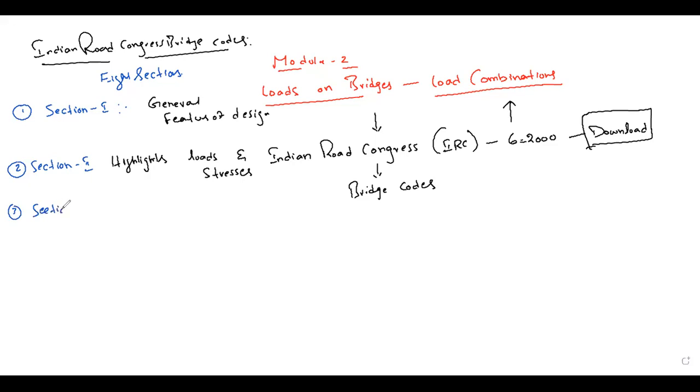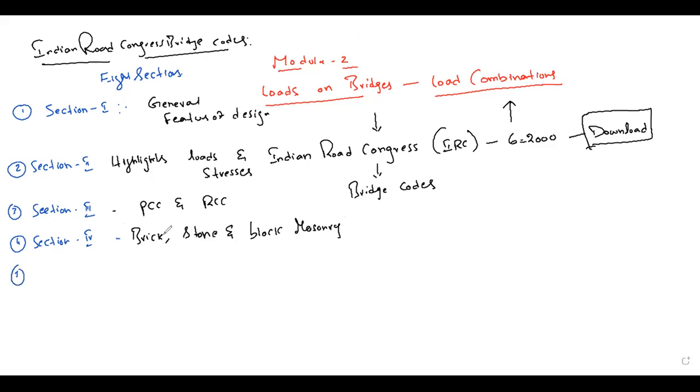And the third one is section 3. Section 3 talks about cement concrete, that is PCC and RCC. I mean to say, what the different bridges based on cement concrete, plain and reinforced are. And next one, section 4. Section 4 discusses brick, stone and block masonry. If you want to construct any bridges with bricks or stones or any masonry, section 4 gives details about that. So one can download this IRC 6/2000, Indian Road Congress 2000, which has all these different sections based on the different modules.